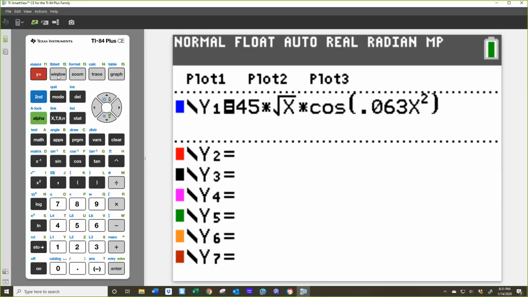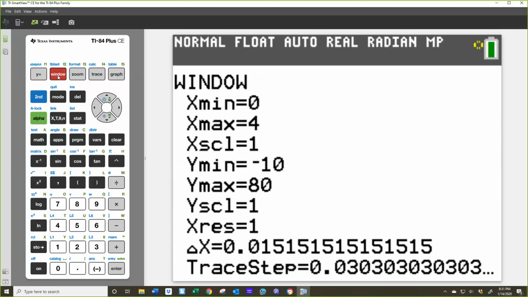So I'm going to go to window, and I, again, have taken the liberty to adjust my window. My x-axis is actually my t-axis, so I have my x-min at 0 and my x-max at 4. And my y is going to represent the velocities. I played around with it a little bit, but I knew it had to be at least 60, so I thought, let's look at a window from negative 10 to 80 for my y's.